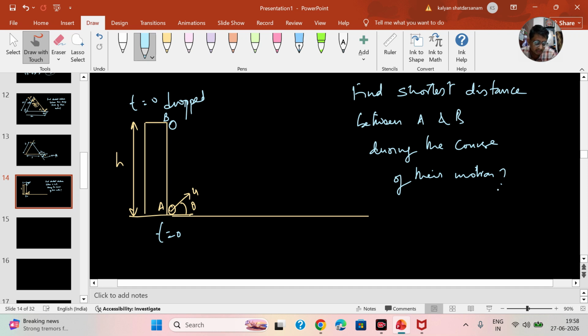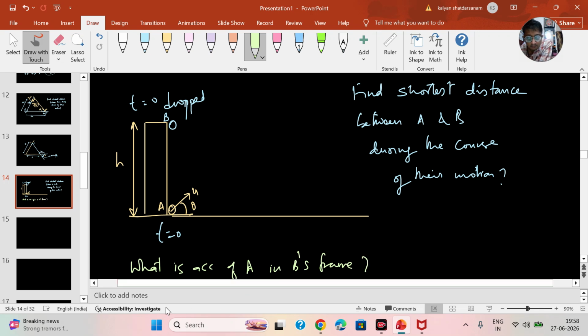Okay. Answer my question, Hamna. What is acceleration of A in B's frame? Let me ask this. What is acceleration of A in B's frame? Let's start with that.